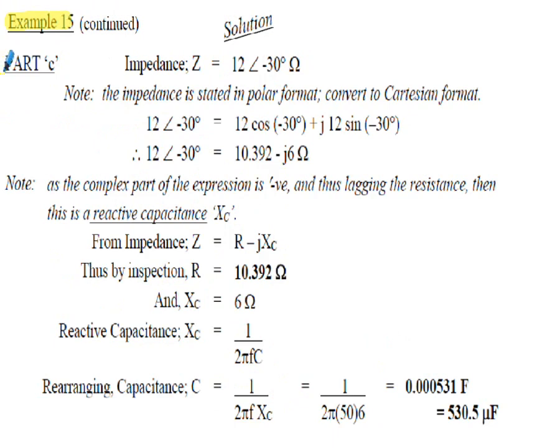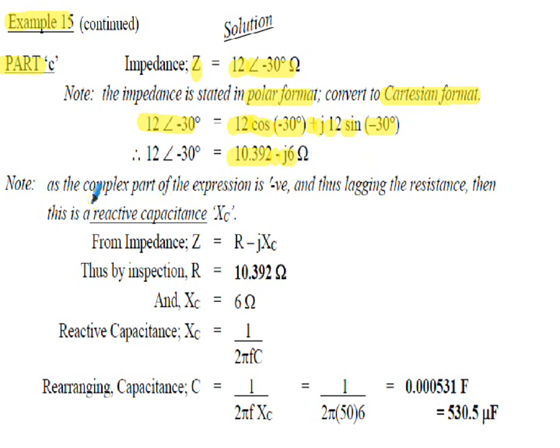Example 15 continued, part C. We're given an impedance of 12 argument negative 30 degrees. And this is obviously in polar form, so the first thing we need to do is calculate the impedance in Cartesian form. So noting that 12 argument negative 30 degrees can be written in Cartesian form as 12 cos negative 30 degrees plus J 12 sine negative 30 degrees. Evaluating, we get 10.392 minus J6. That's now the Cartesian form.